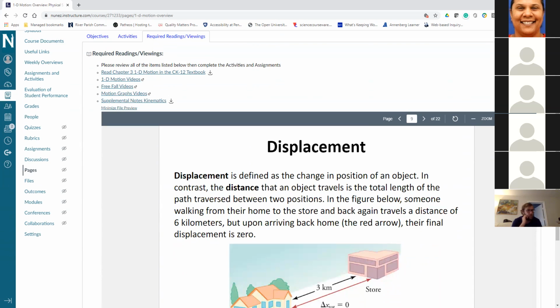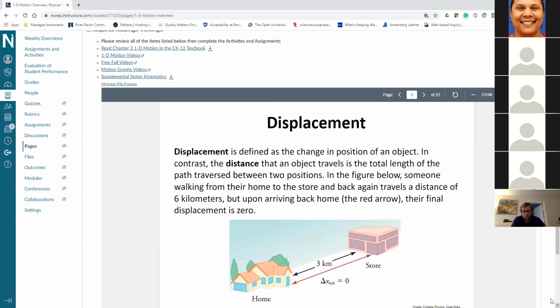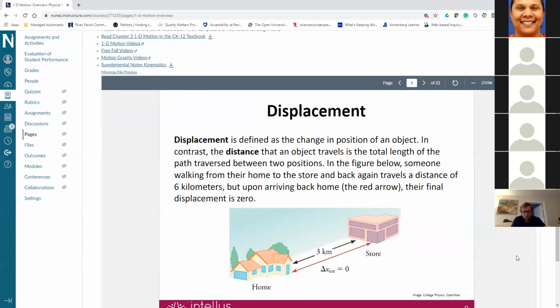Displacement. So displacement helps us to look at how the object is changing its position. Once we've established where the object is located, then we can establish the change in that object's location, or the change in that object's position. And so that's how we define displacement.